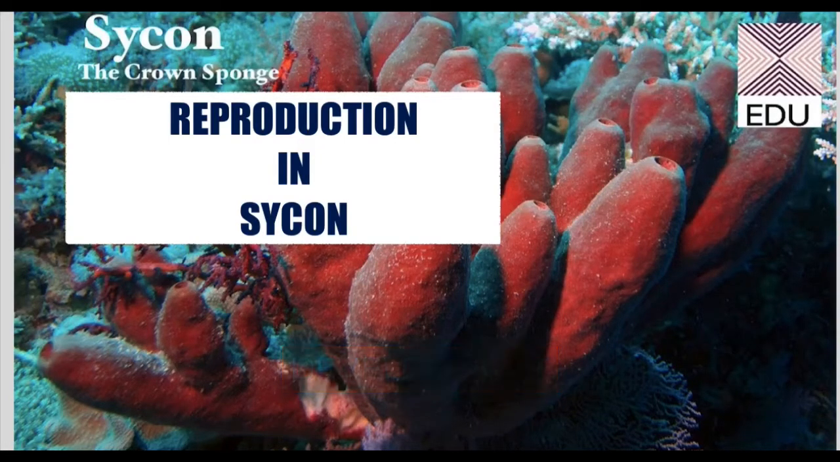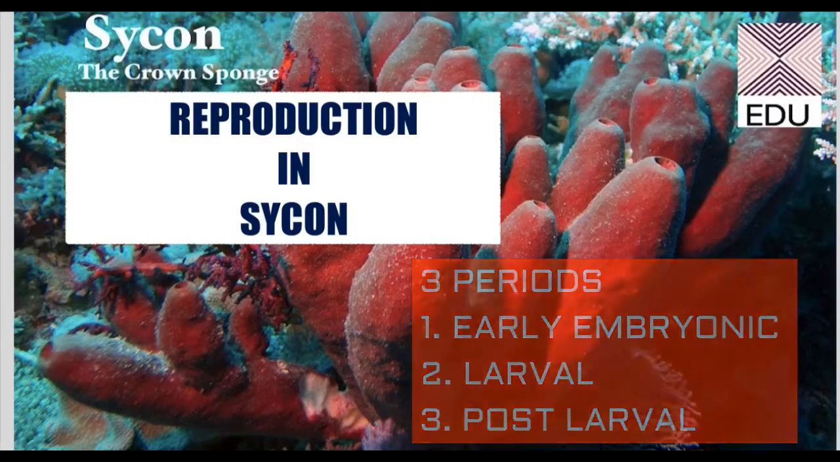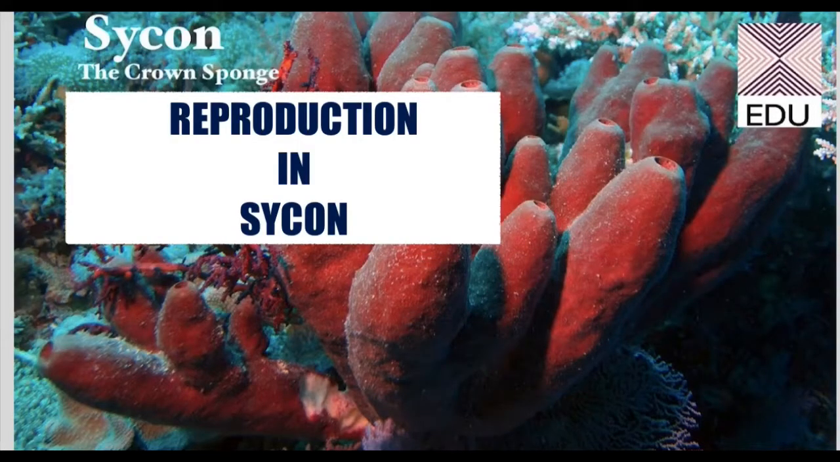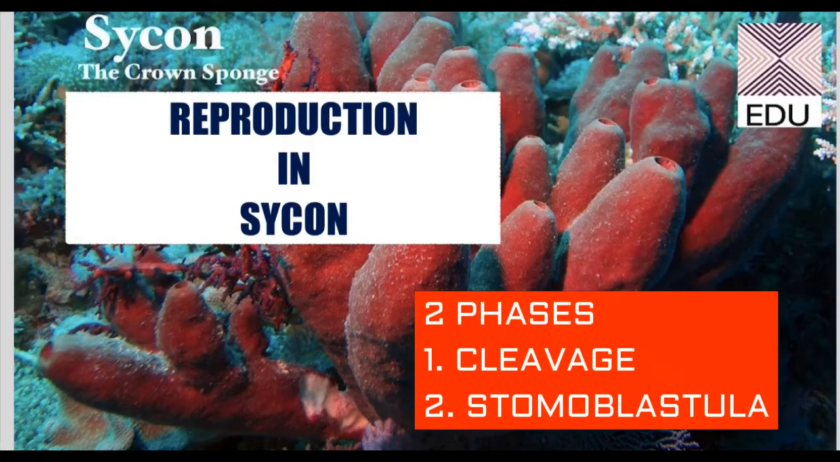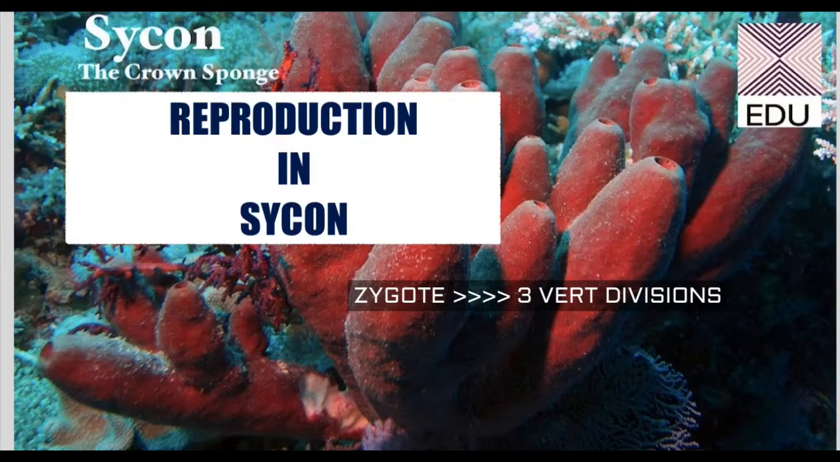So, the development of the Sycon can be divided into three periods. The very first period is the early embryonic period. And this embryonic period can be divided into two further phases. The first phase is the cleavage. Cleavage is the breaking down of the zygote. So here the zygote is subjected to three vertical divisions.